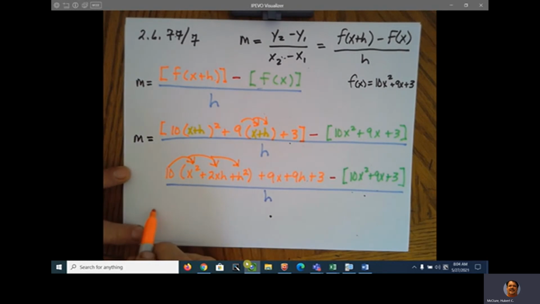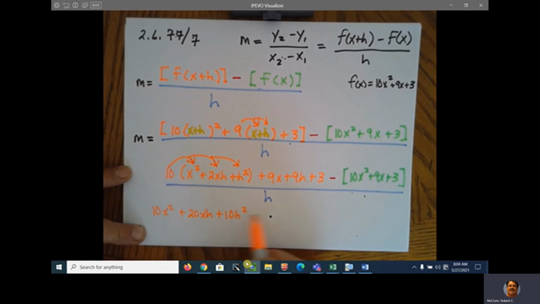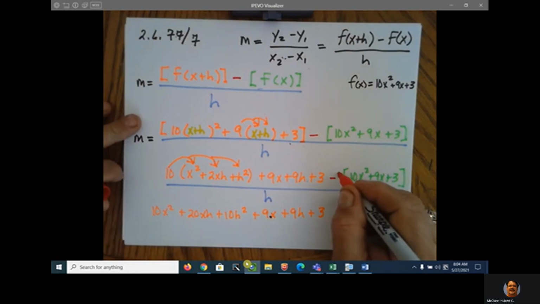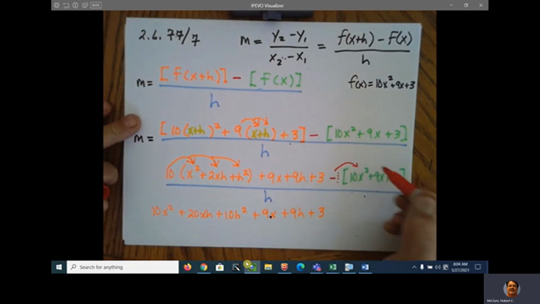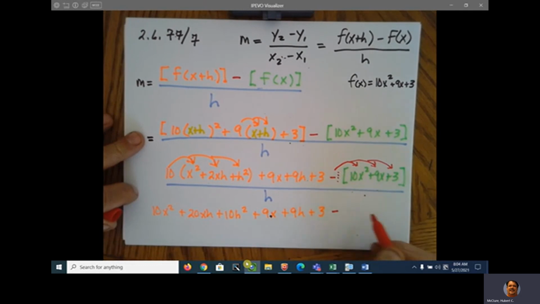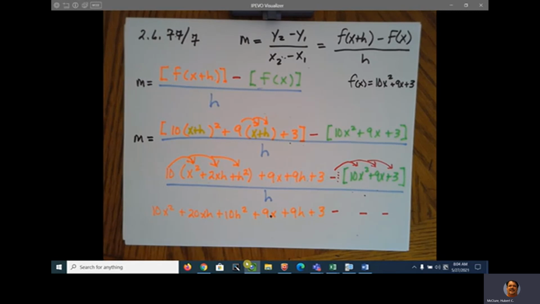And that's going to be 10x squared plus 20xh plus 10h squared plus 9x plus 9h plus 3. And here's that negative. That negative is like a -1. You're going to distribute that, and it's going to change all of your signs to negative, negative, and negative.